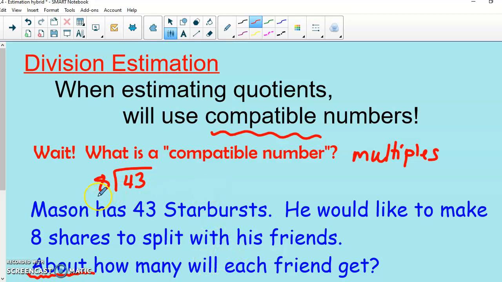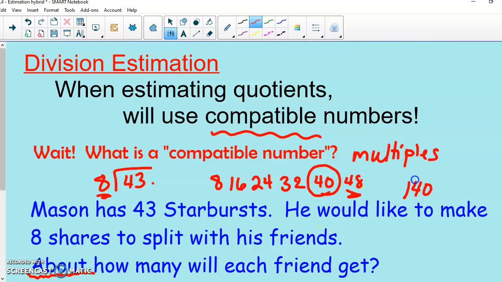And so I would need to think of what numbers are multiples of 8. So I would need to count by 8s. So I would go 8, 16, so that's 8 times 2, 24, 32, that's 8 times 4, 8 times 5 is 40, 8 times 6 is 48. Whoops, that's too many. 48 is too many. I only have 43 starbursts. So there's my compatible number. It would be 40 divided by 8. 8 goes into 40 5 times.